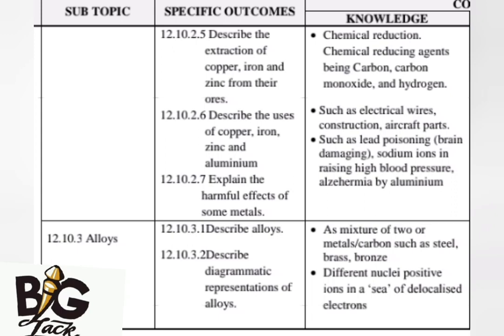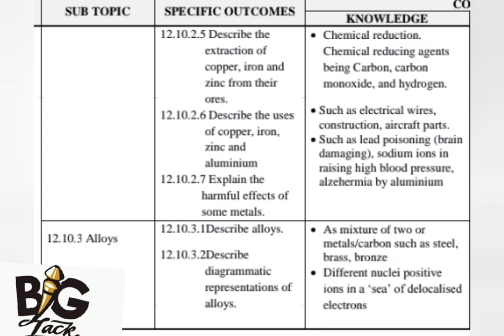So an alloy is just what? The mixture of two or more metals, or we can say carbon, such as what? Steel, brass, and also bronze. So in this part you need to know the composition of what? Brass and bronze. Apart from that one, you need to describe diagrammatically the presentations of what?